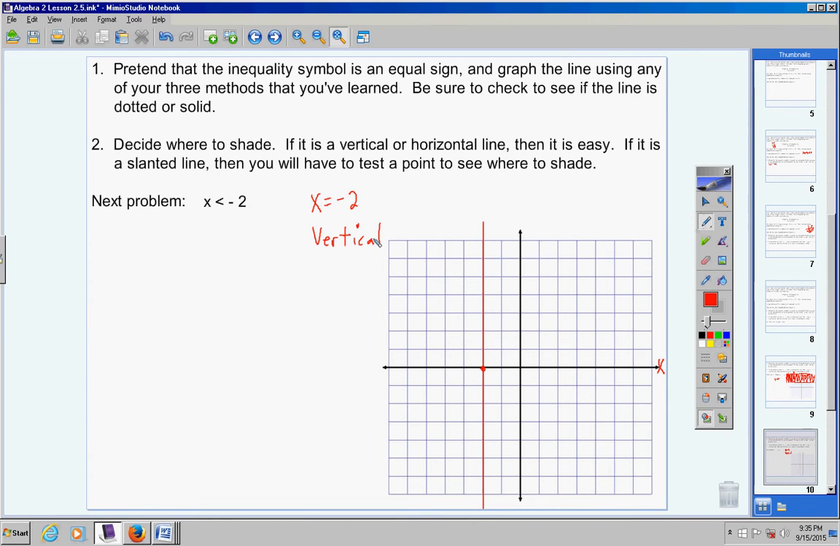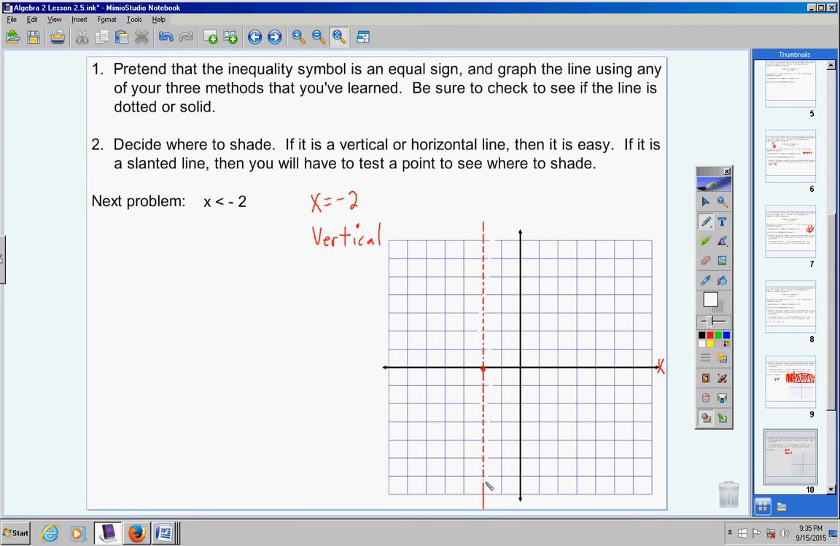There, I've done it, but I did make a mistake. It's my fault. I forgot to check to see if the line is dotted or solid. Do you see how there's not an equal sign right here? Hopefully some of you caught that. So because of that, I know that it should be dotted. So I'm just going to go like this with a white pen real quick. And if you make a mistake like this, you could use your eraser and make it a dotted line.